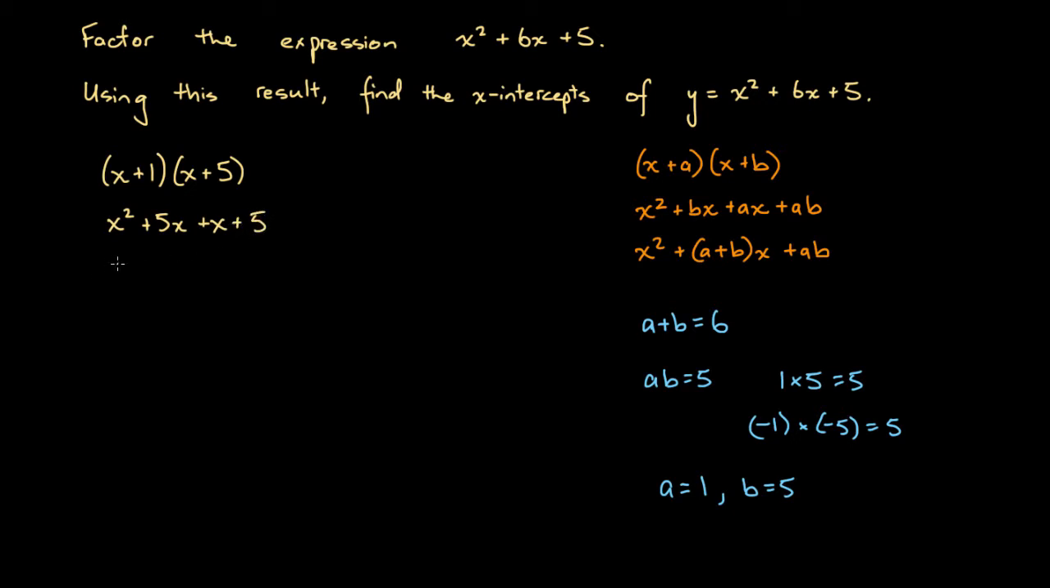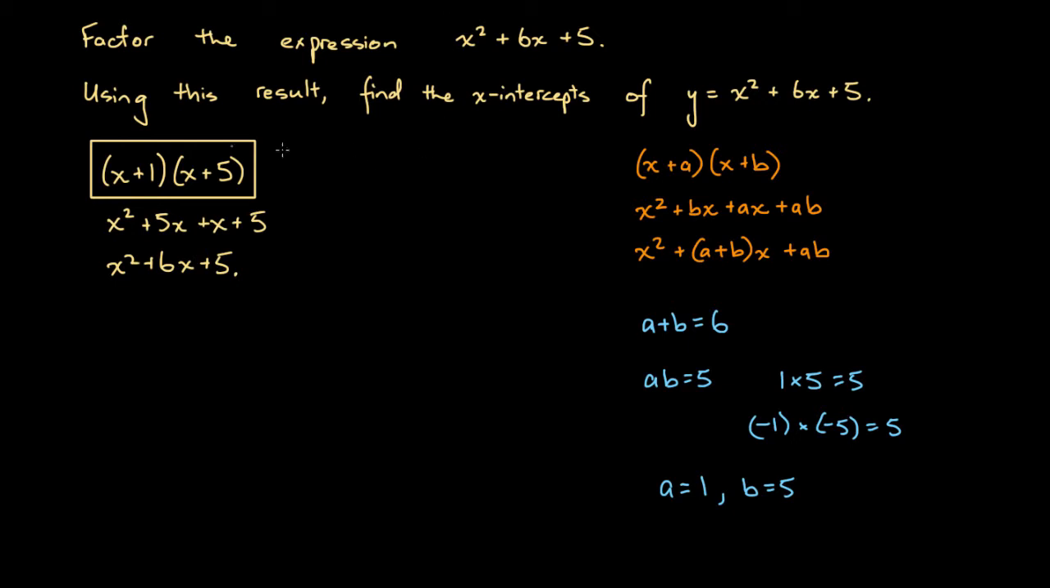And if we collect our common terms here, we'd get x squared plus 6x plus 5, which is exactly the same as the original expression. So in other words, this is the factored form, x plus 1 all times x plus 5. That's the factored form of this original expression, x squared plus 6x plus 5. Great, so we can put this in a box to say that this is our factored expression.